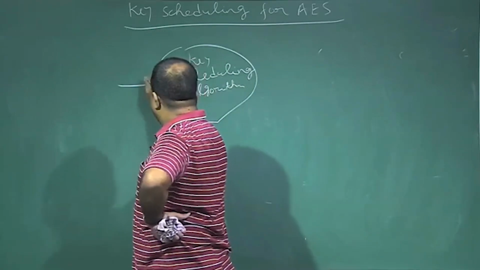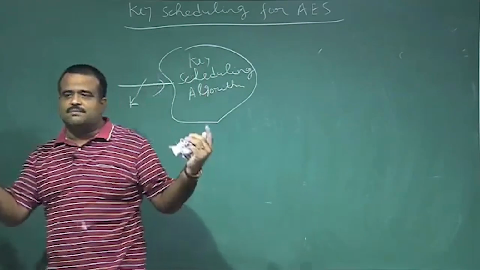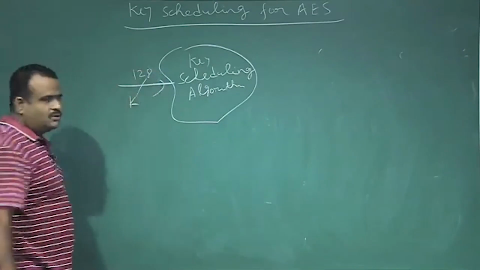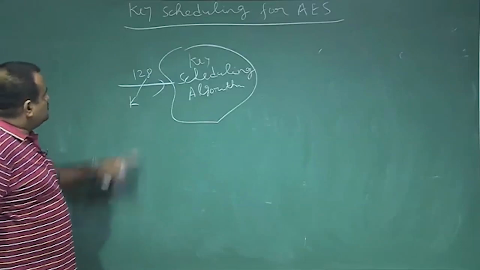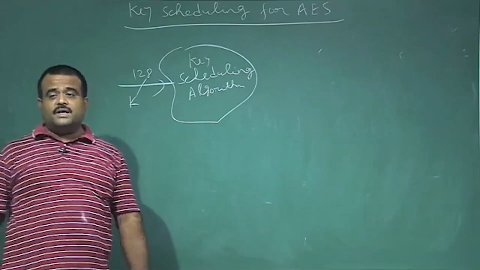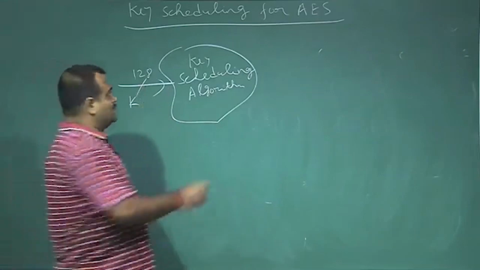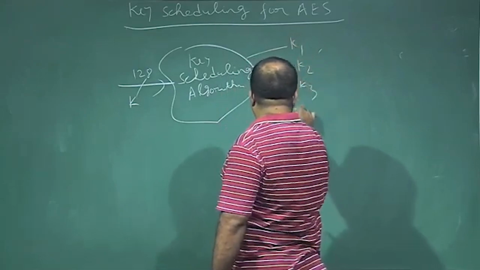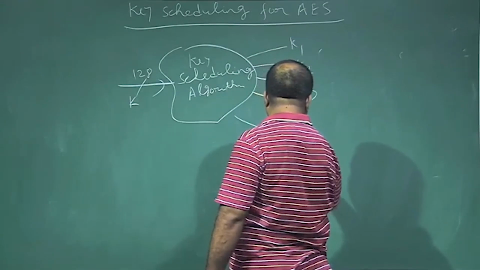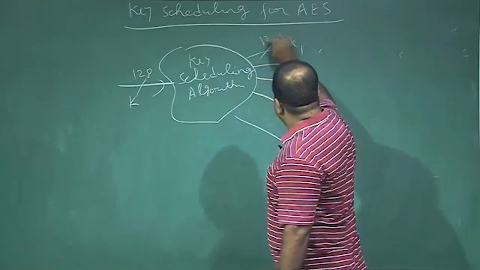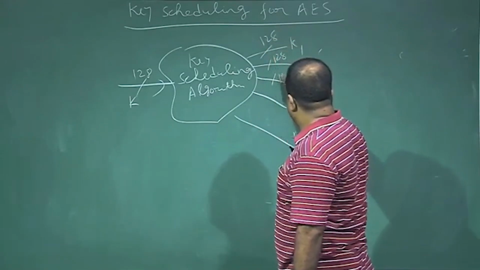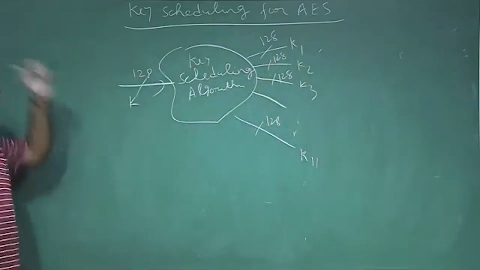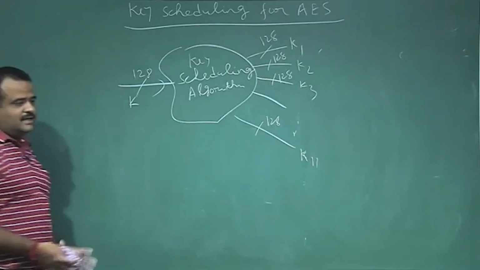It takes the secret key shared between Alice and Bob. The key size is 128 bits, because we are talking about AES-128. And it should give us how many round keys? We need to have 11 round keys: K1, K2, K3 ... K11, and each of these is again 128 bits. So we should get 128-bit round keys from this secret key.